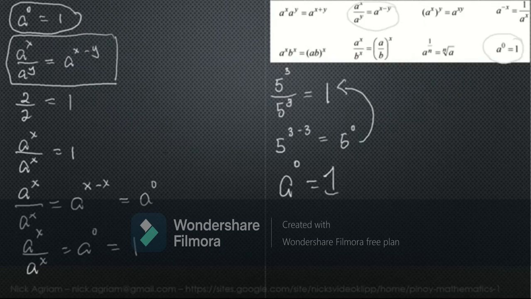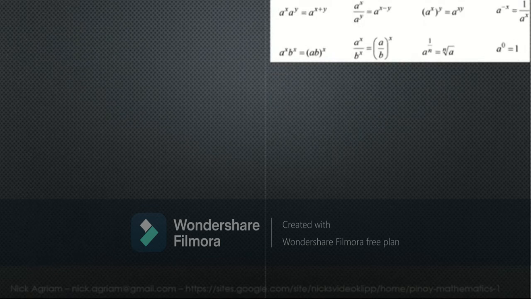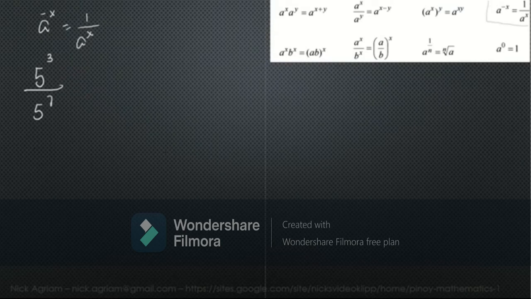And then, the last that I'm going to discuss is this one, the negative exponent. A raised to negative x is equal to 1 divided by a raised to x. This one, the last one there. As with the zero exponent, I have a lot of students finding a hard time understanding this law of exponents. Okay, let's see. How could we show that? For example, 5 raised to 3 divided by 5 raised to 7, for example.